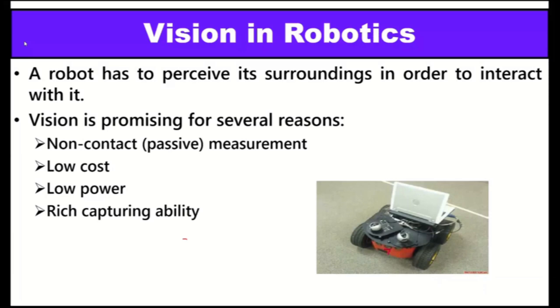From a mechanical and engineering point of view, it is a passive, non-destructive, non-contact measurement. So a camera can be used for measurements also. It's low cost, low power, and has good capturing ability. So in industrial robots, the camera is doing miracles, or more advanced and accurate methods can be developed.